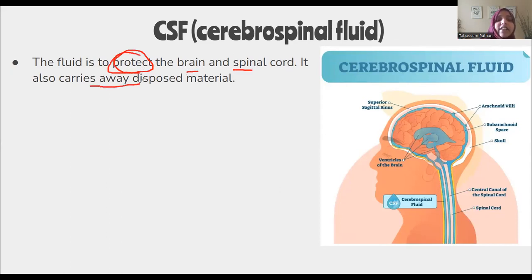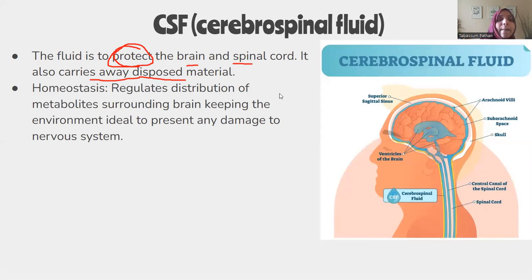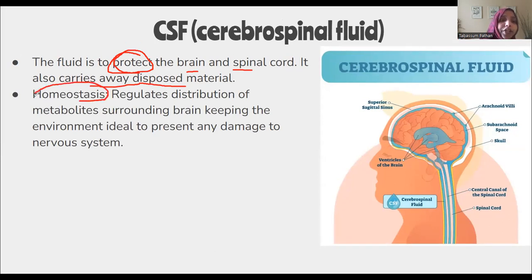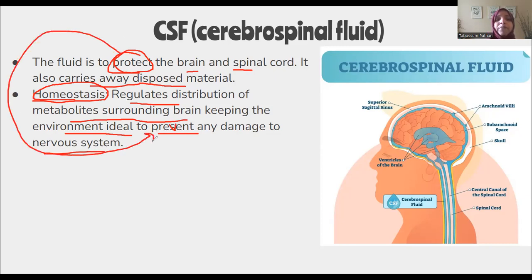It carries away the disposed material, whatever waste material has been generated by the brain and the spinal cord. It helps in maintaining balance of the body, homeostasis, and regulates distribution of metabolites surrounding the brain, keeping the environment ideal, perfect, to prevent any damage to the nervous system. So protection, basically. It will also help in distributing whatever substances, minerals, and nutrition are required.